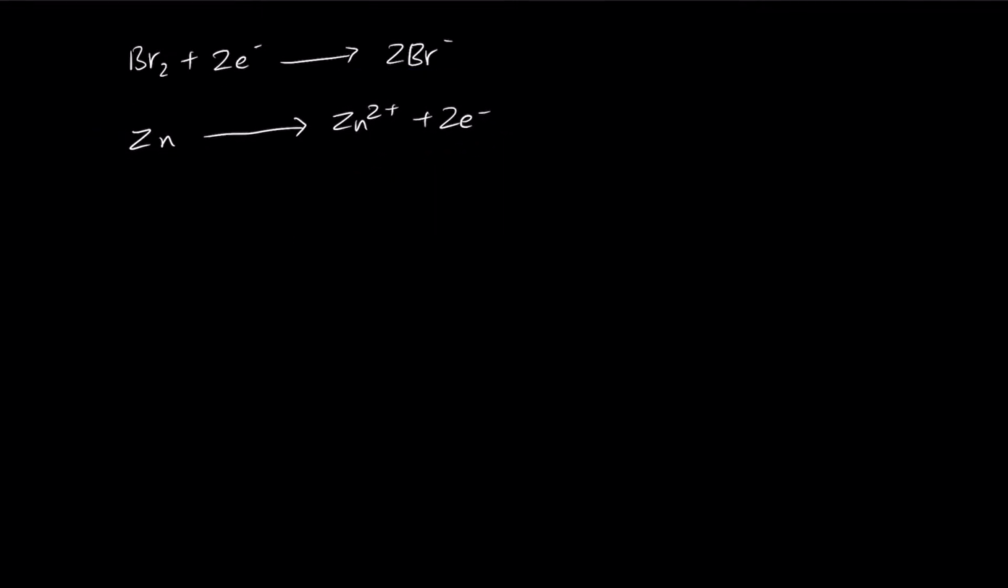So now we have two reactions. This part is the reduction and this part is the oxidation. So the oxidation is always the anode and reduction is always the cathode.